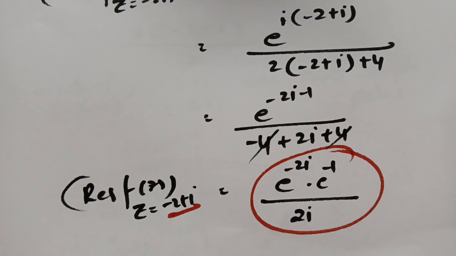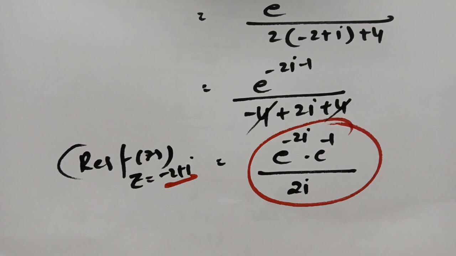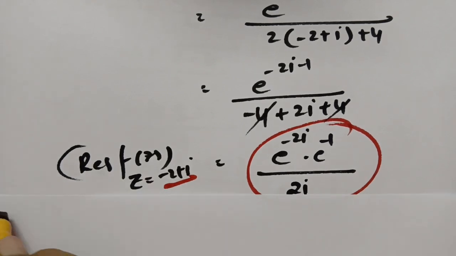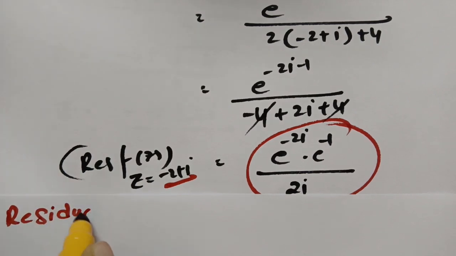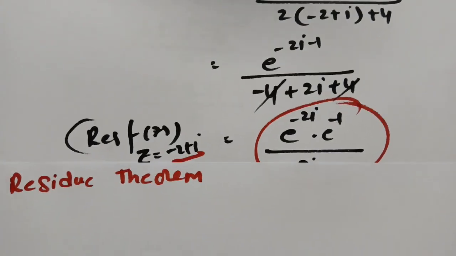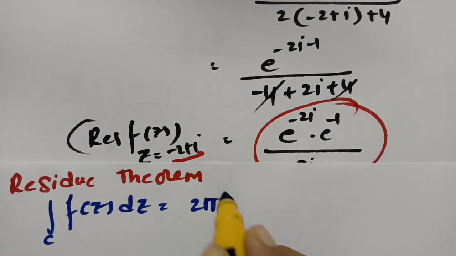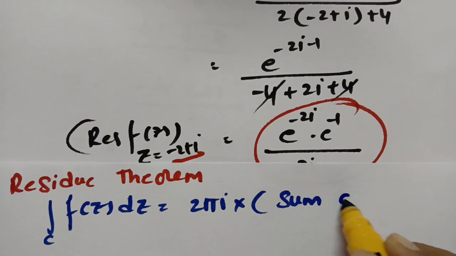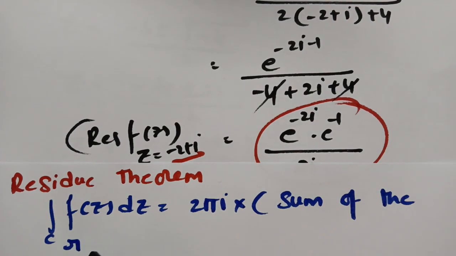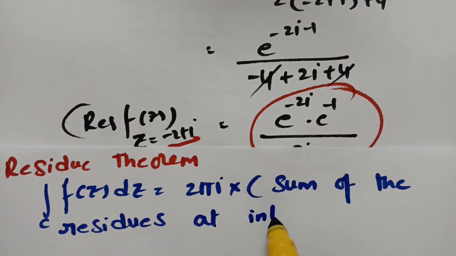So after getting the residue value, what do we have to do? We have to apply this in the residue theorem. What does our residue theorem state? According to our residue theorem, let me explain. This is our residue theorem: the integral over C of f of z dz is nothing but 2 pi i times the sum of the residues at interior poles.